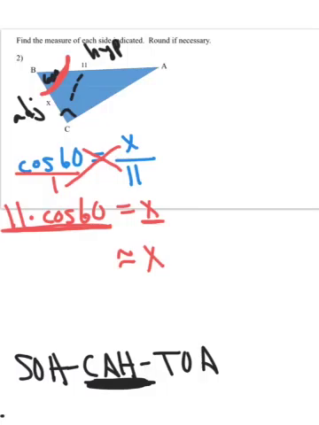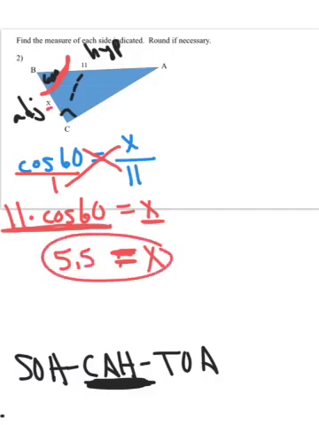11 times the cosine of 60, which this time we don't have an approximate, this ends, so we're going to say equals 5.5. So this side length of X is equal to 5.5.